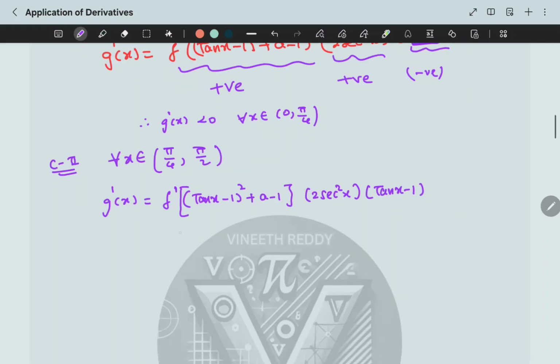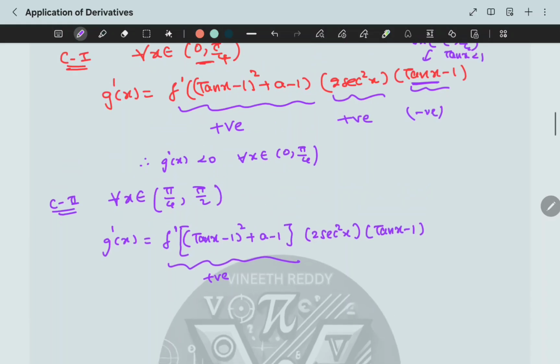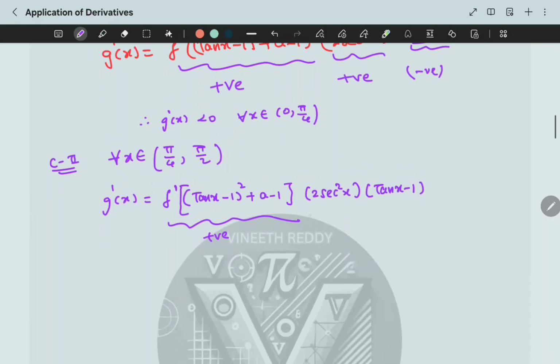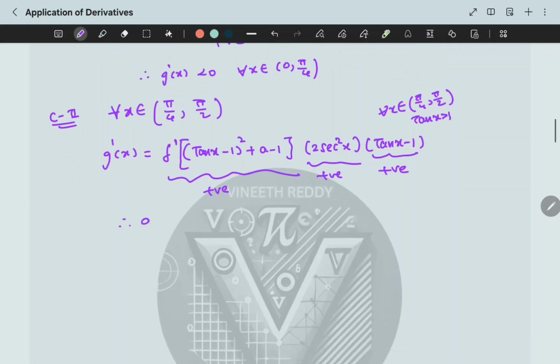Right? Now, this value is anyways positive. Correct? No, because x is not equal to pi by 4 for any other value, as per the previous explanation. Again, this is understood. I think this is positive. I'll not bore you, and this value also will be positive. And now this value will be positive because for all x belonging from pi by 4 to pi by 2, tan x should be greater than 1. Right? That means this is positive. Therefore, g dash of x is greater than 0.